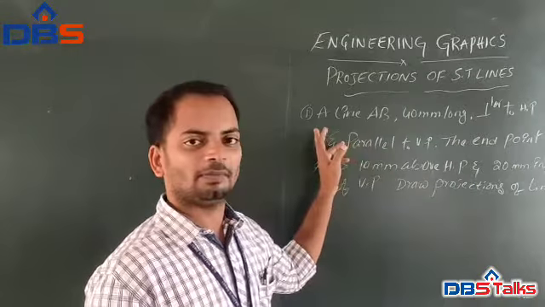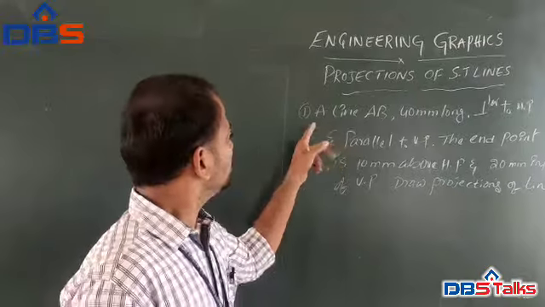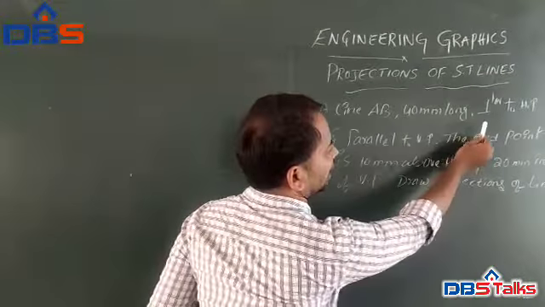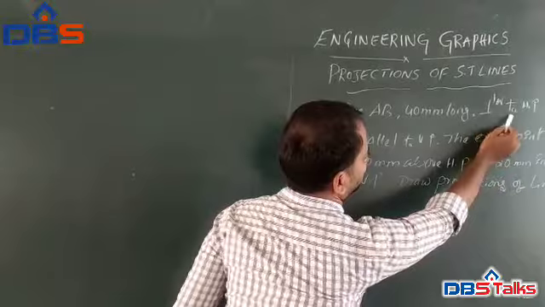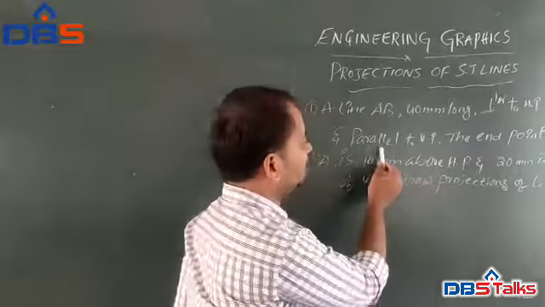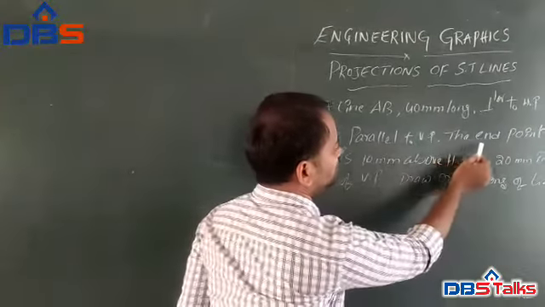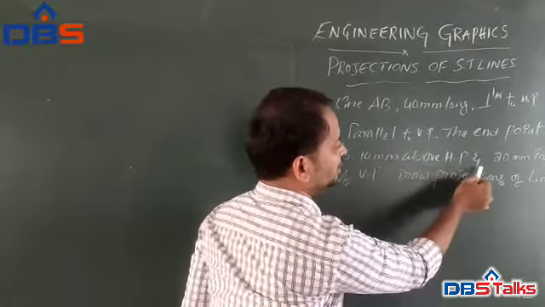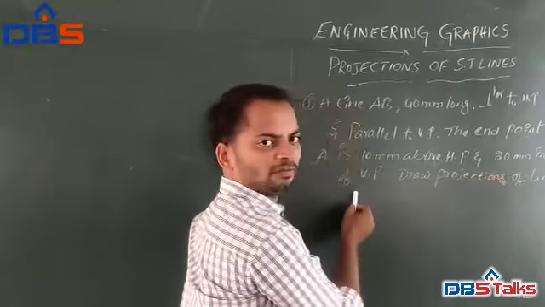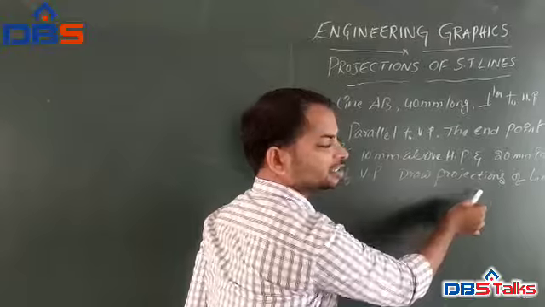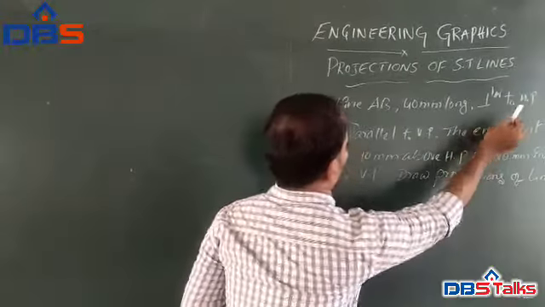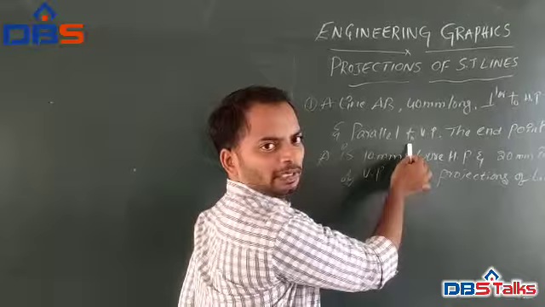Let us consider a problem in the topic. A line AB which is 40 mm long is perpendicular to HP and parallel to VP. The end point A is 10 mm above the HP and 20 mm in front of VP. Draw the projections of the line. Here the case is perpendicular to HP and parallel to VP.